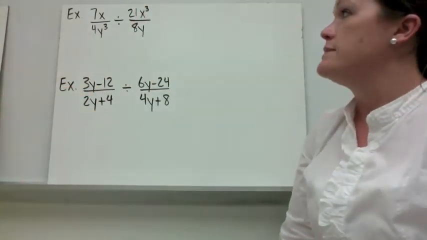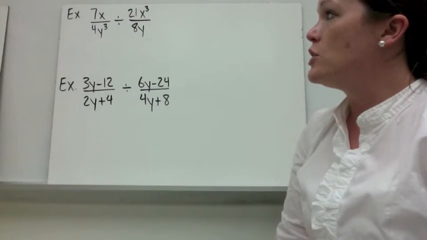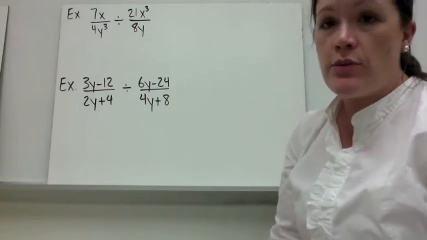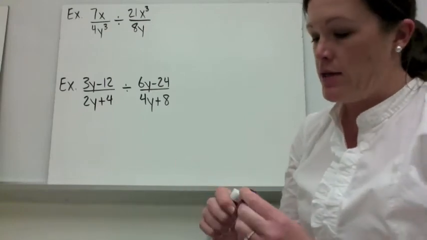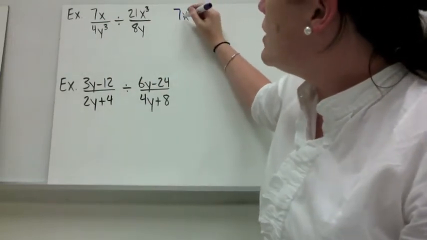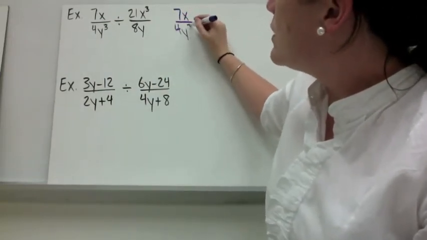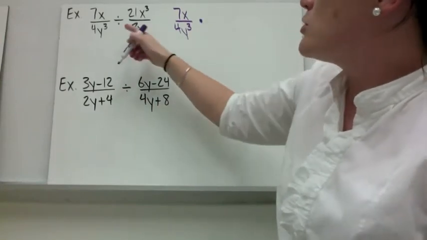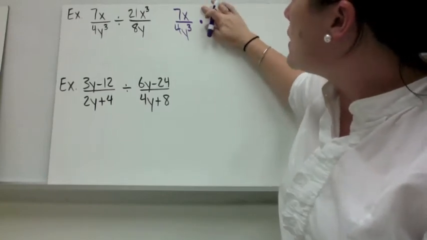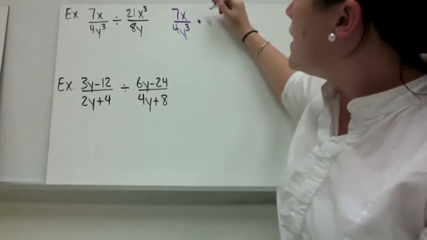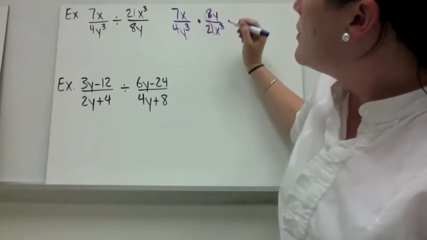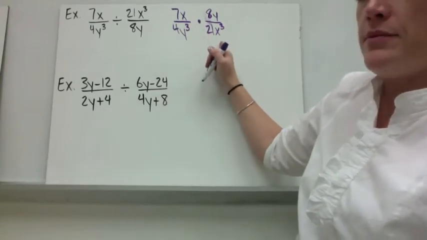For example 1, I have 7x over 4y cubed divided by 21x cubed over 8y. So the first thing we need to do is rewrite this as multiplying. So we're going to keep the first fraction. So we have 7x over 4y cubed. Keep that one. Change the dividing to multiplying, and then rewrite our second fraction as 8y over 21x cubed. So we keep it, change it, flip it.